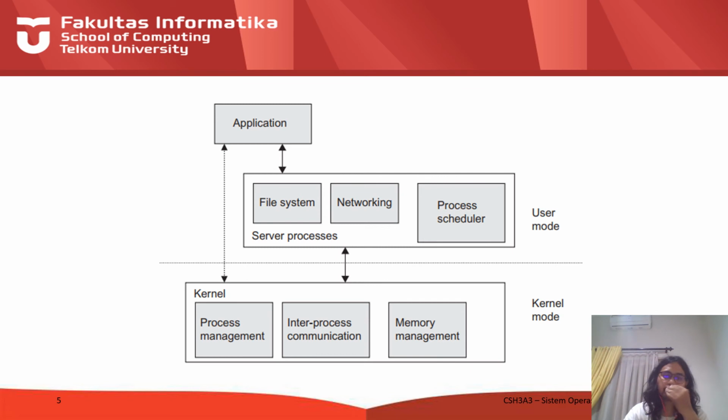So here we have an example picture. Here we have an application running. The application is running both above the user mode and the kernel mode. In the user mode, we have access to the file system, the networking, and the process scheduler. These are all in the user mode. And in the kernel mode, which is not controllable by the user, there is the process management, the inter-process communication, and the memory management.